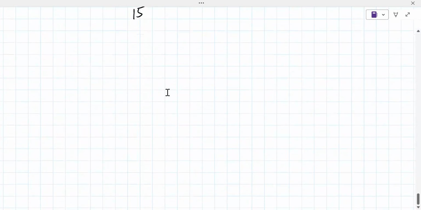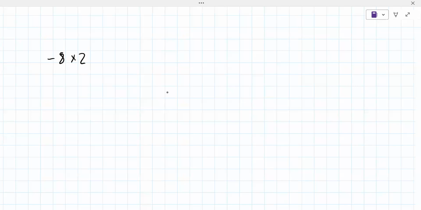Let's go back to making a little more difficult problem here. Let's go -8 times 2 plus 3 times -4 minus 1. Give this a try, please.